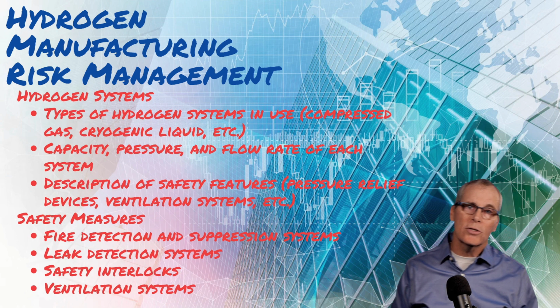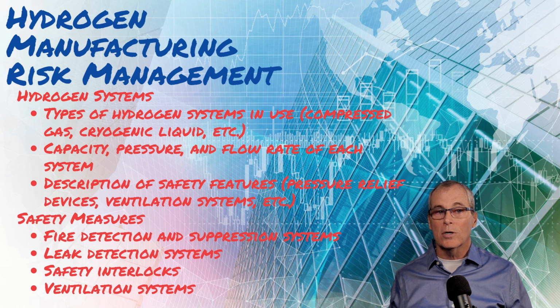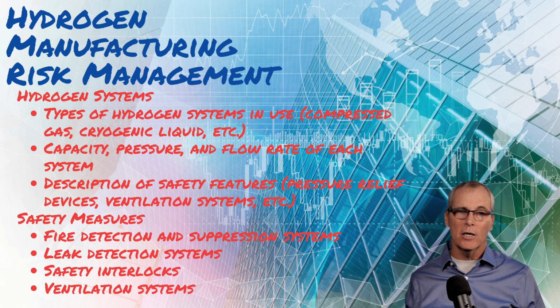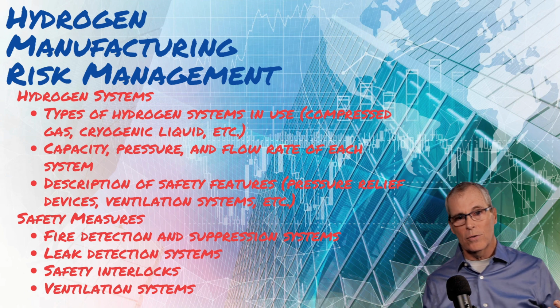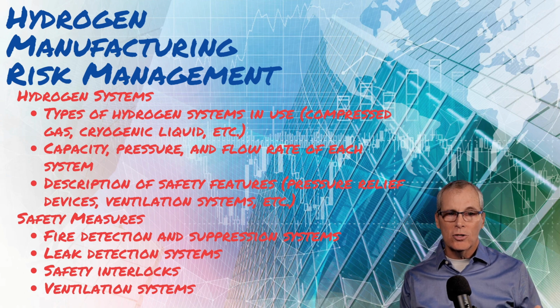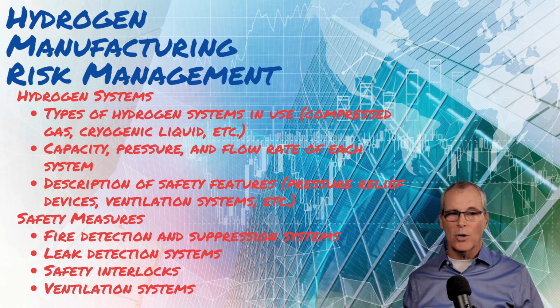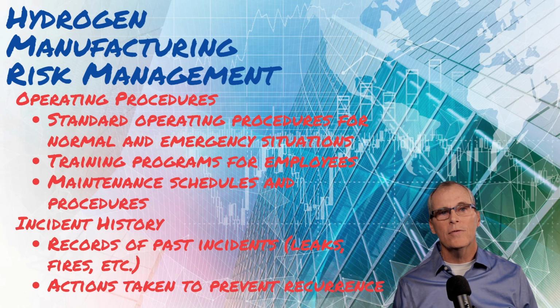All right, hydrogen systems. We're going to go through what types of systems, the technology. We're going to talk about whether there's liquid, whether there's gas, if it's cryogenic liquid. We're going to talk about the capacities, the flow rates, basically all of the operating data about each of the systems. We'll talk about the safety measures. We'll have a whole section on fire protection, detection, suppression systems, leak detection, safety interlocks, ventilation. We're going to have a general section on all the safety.